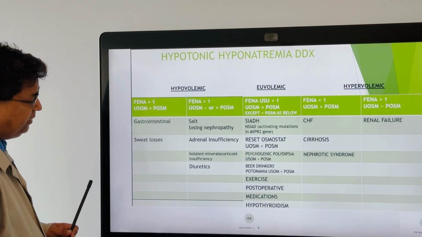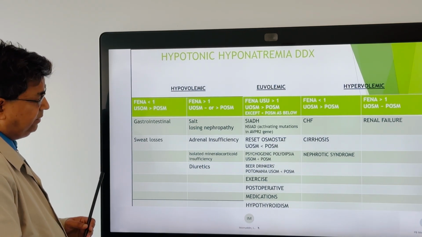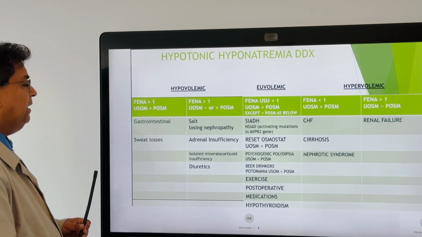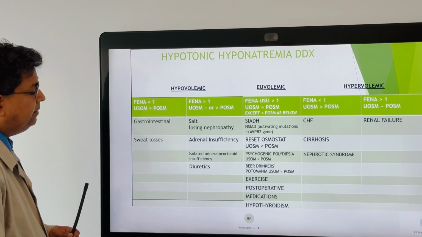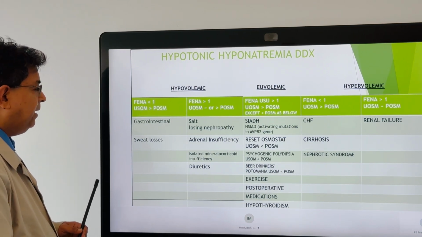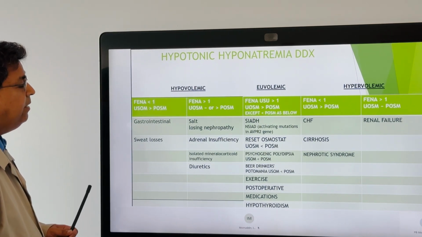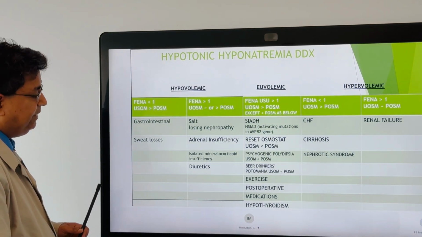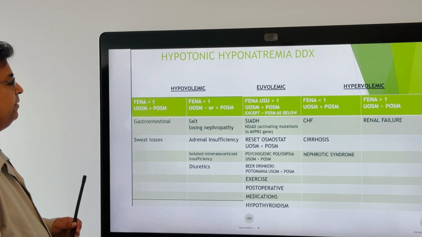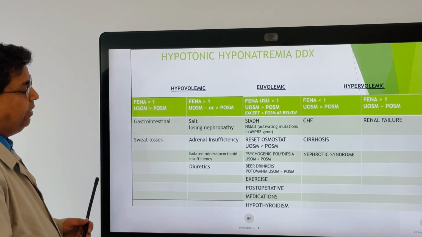Reset osmostat frequently does not respond to treatment, and the lack of correction of hyponatremia, despite the measures that are used in the treatment of SIADH, usually means that it's reset osmostat and that the hyponatremia is chronic and that correction may not be appropriate.